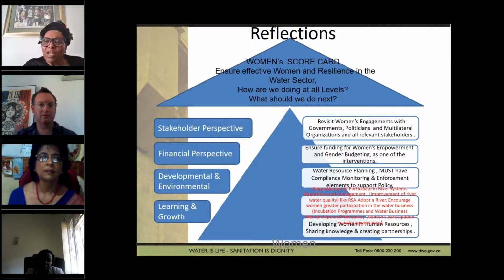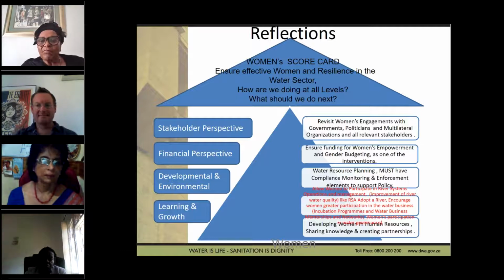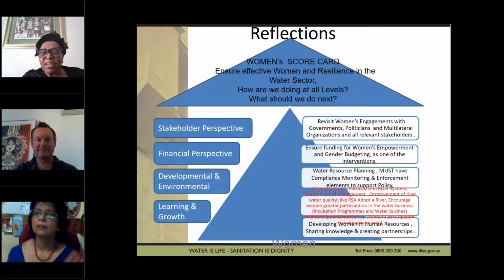Revisit women's engagement with government, politicians and multilateral organizations. We need to revisit how we start with them and ensure that funding for women's empowerment is done. And allow women to participate in the river system.